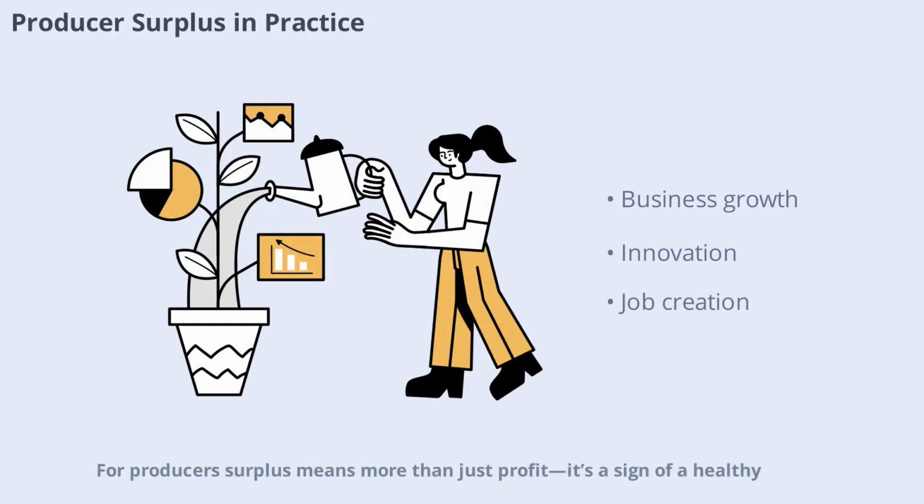For producers, surplus means more than just profit, it's a sign of a healthy, competitive market. When businesses can sell for more than their minimum price, they have resources to invest, grow, and innovate. Producer surplus drives economic growth and job creation, making it a vital part of the economy.